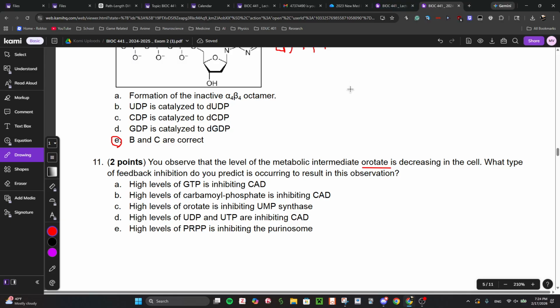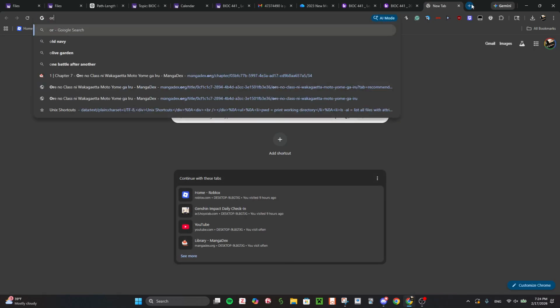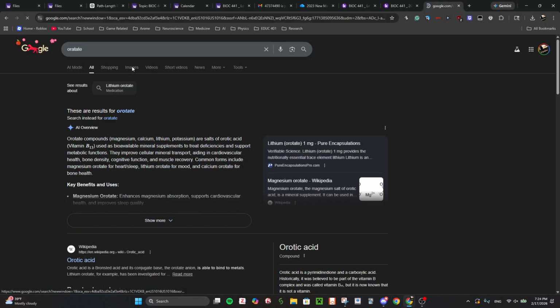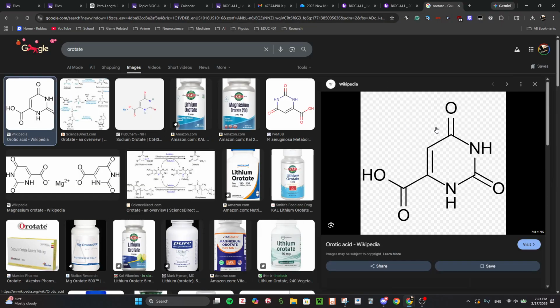Yeah, I guess for this, it kind of is just a case of do you know it or don't you. So you observe that the level of metabolic intermediate orotate is decreasing in the cell. What type of feedback inhibition is occurring? I think the best thing to remember here is that orotate is structurally similar to UDP and UTP, if I remember correctly. I'm trying to remember the exact structure, but it's very similar.